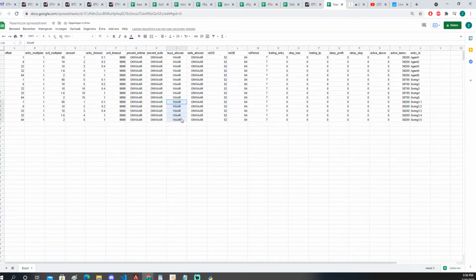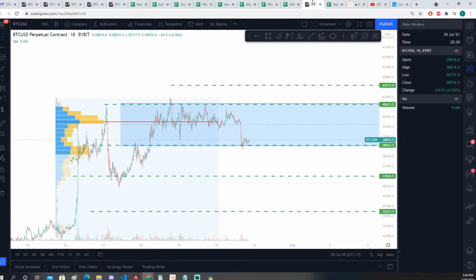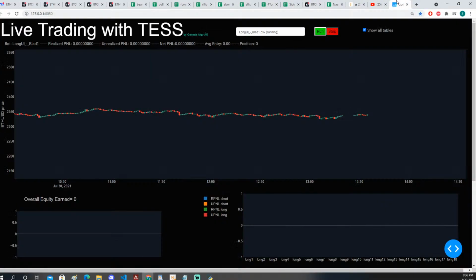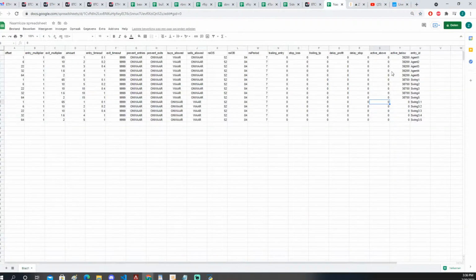We allow these agents to sell but not to buy. Simple as that. And we set these parents to be active above. So we remove the active below settings for these, and we set the active above to the high of the range again. It was 40.5K, of course. So 40,500. Let's do 450, right?